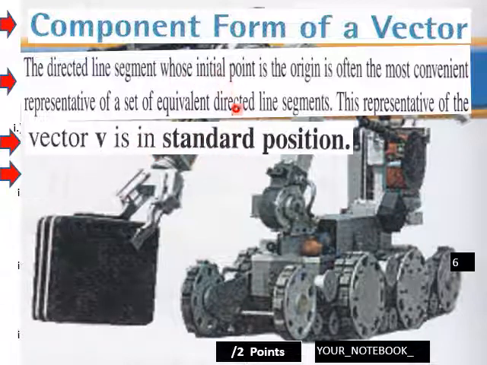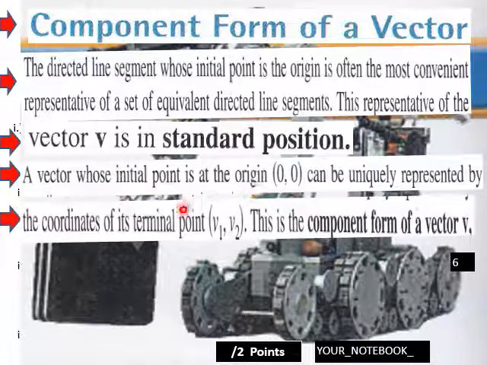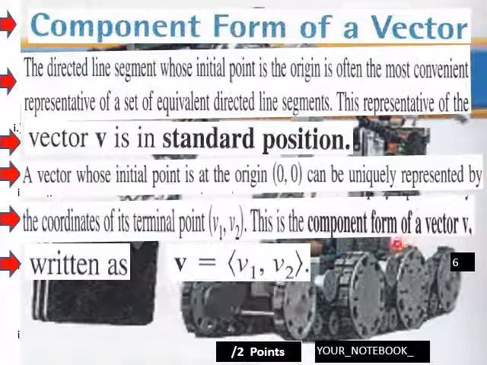So when you have an initial point at (0, 0), a vector whose initial point is at the origin can be uniquely represented by the coordinates of its terminal point. So the terminal point (v1, v2) is the component form of vector V. So its terminal point determines your component form of vector V, written as V equals (v1, v2), just like here.